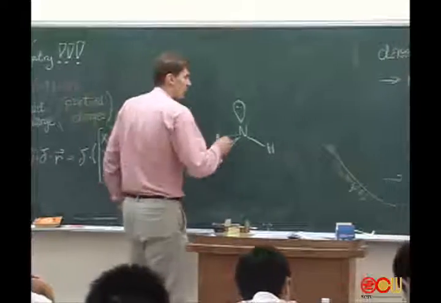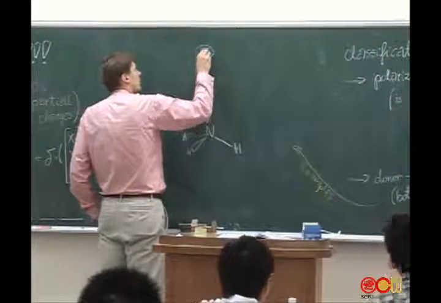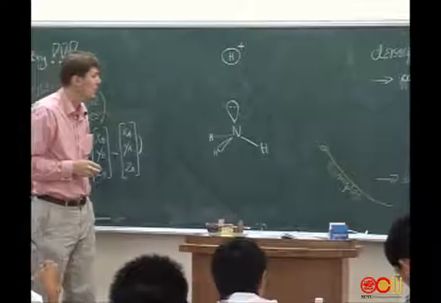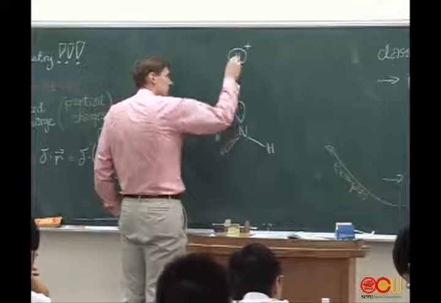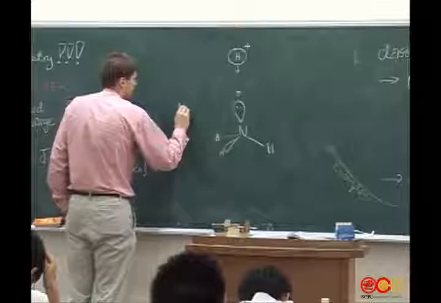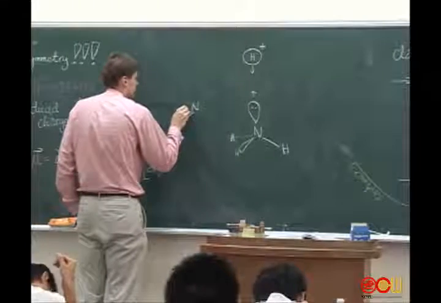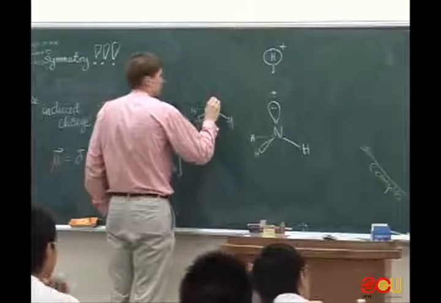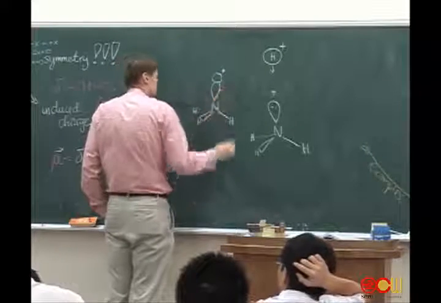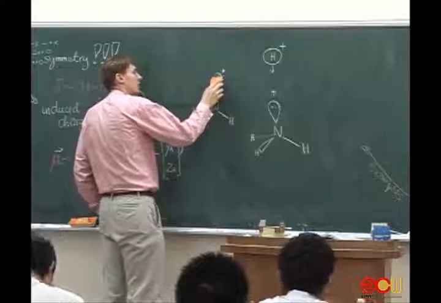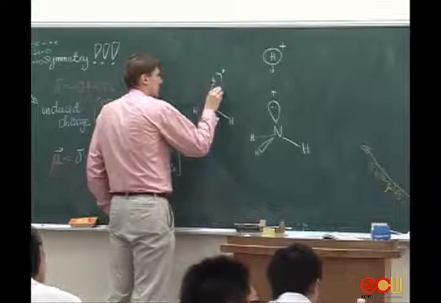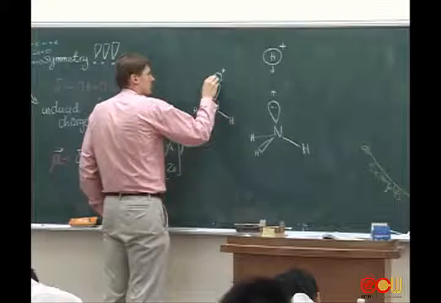Now let's take another molecule that has orbital but no electron. That would be the H plus ion. Now they can come close together. And what happens is this orbital and this orbital overlap, making a bonding orbital with 2 electrons.